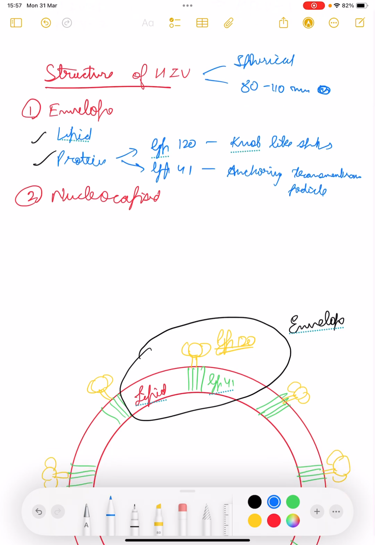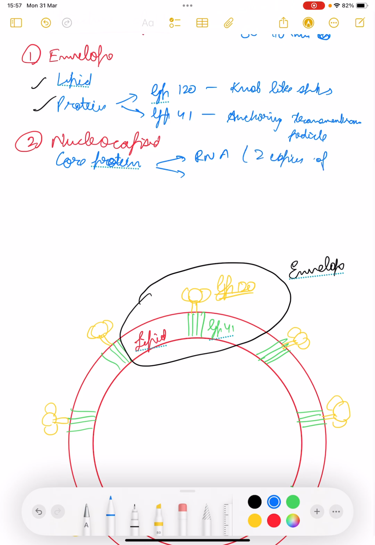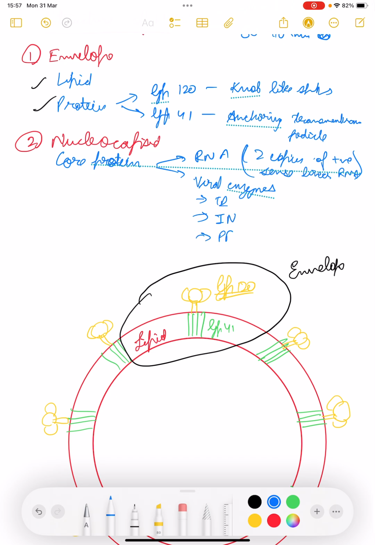Talking about the nucleocapsid, we have a core protein which encloses the RNA, which is actually two copies of positive sense linear RNA, and we have viral enzymes like reverse transcriptase, integrase, and protease.